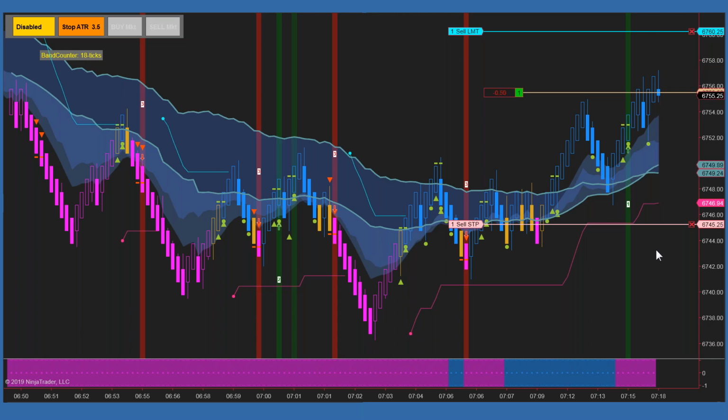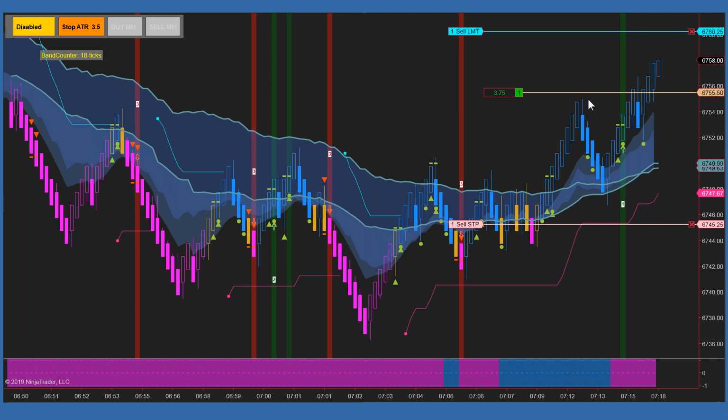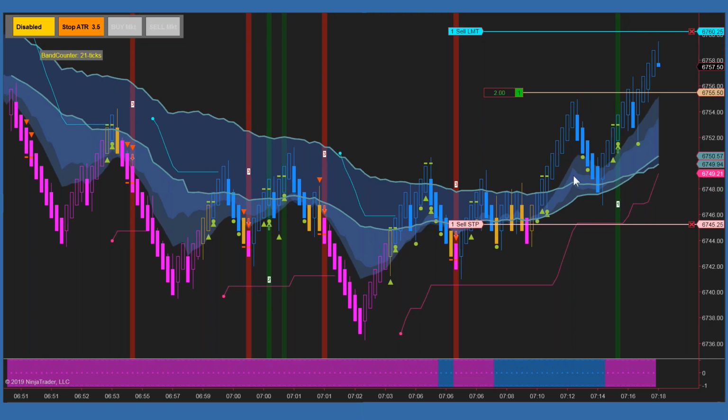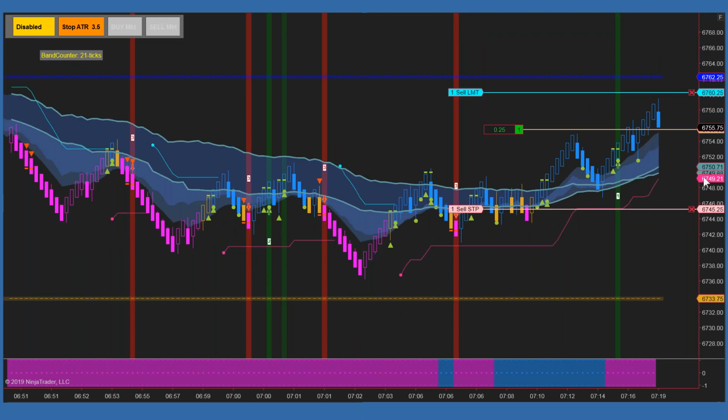Well, providing the market doesn't make a really violent pullback here, something that goes ultra deep, now that we've crested this high, we should see a little bit of follow through. There we go. Where's the next resistance line? Oh, there's primary resistance again.